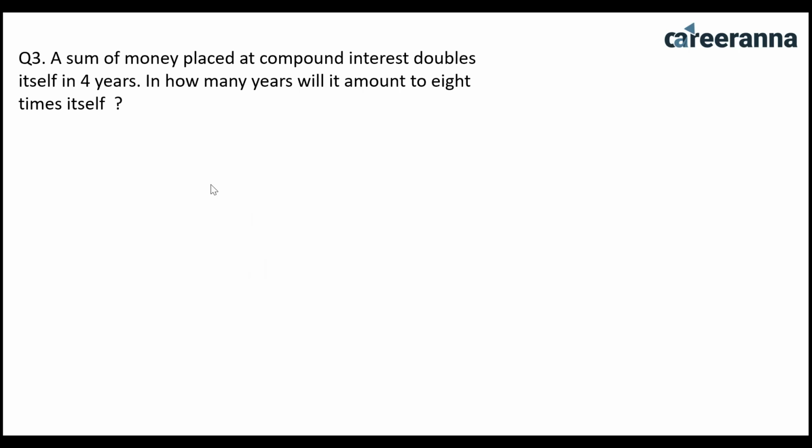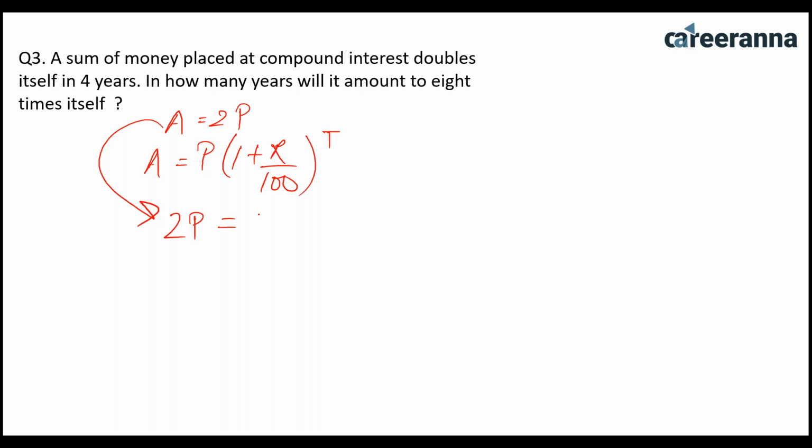Okay, so the right answer is 12 years only. Let's see the conventional approach. So A is equal to 2P, right? According to the formula, A is equal to P into (1 plus R upon 100) to the power T. So I can rewrite this value as 2P.